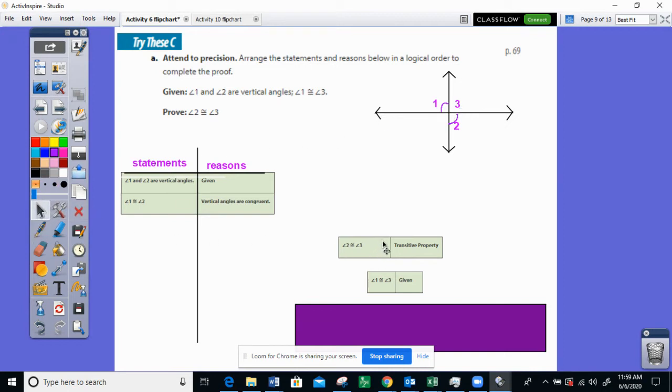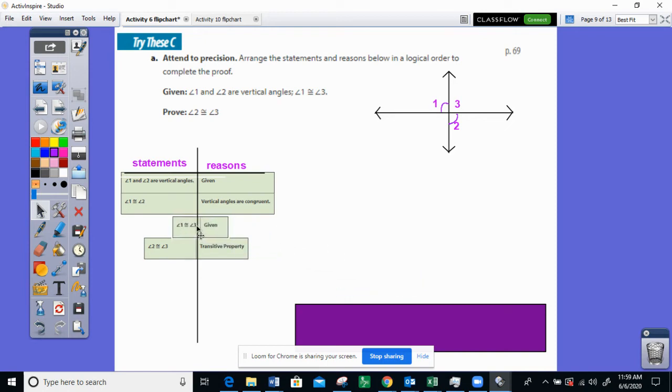Now, we've got kind of an easy decision to make. Which statement should go next? Should we put the next given piece of information, or should we put what we're trying to prove? What we're trying to prove always goes last. Always, always, always. So that means that this angle 1 is congruent to angle 3, given piece of information, has to go next. So marking that on our picture, it would look like this.